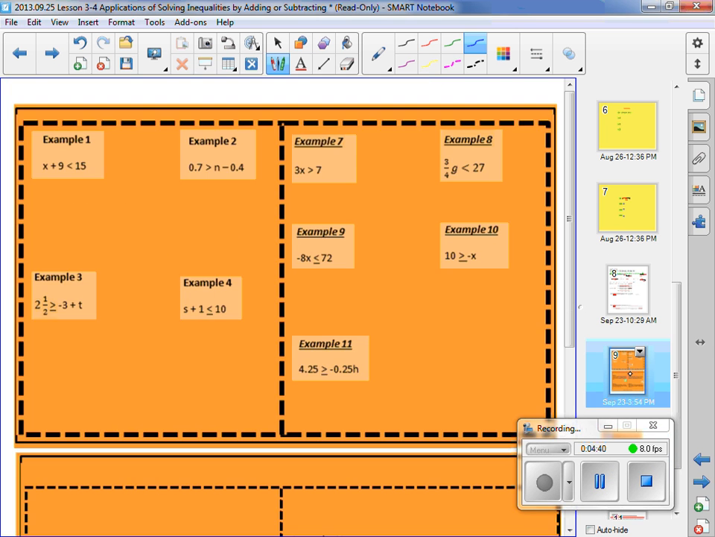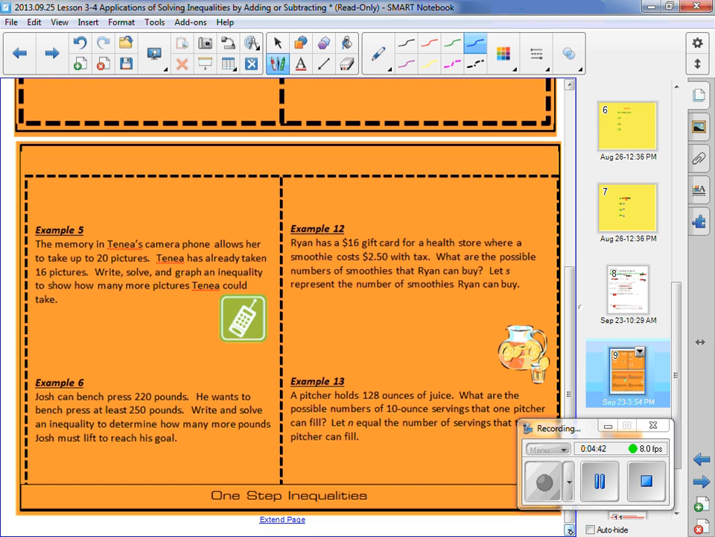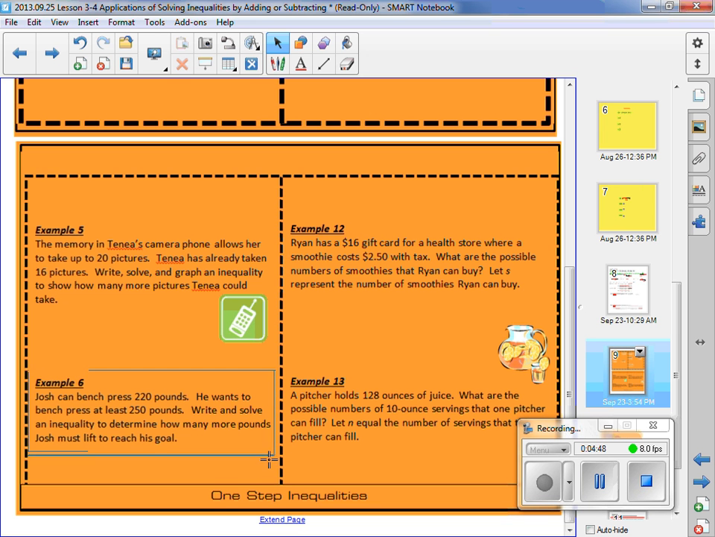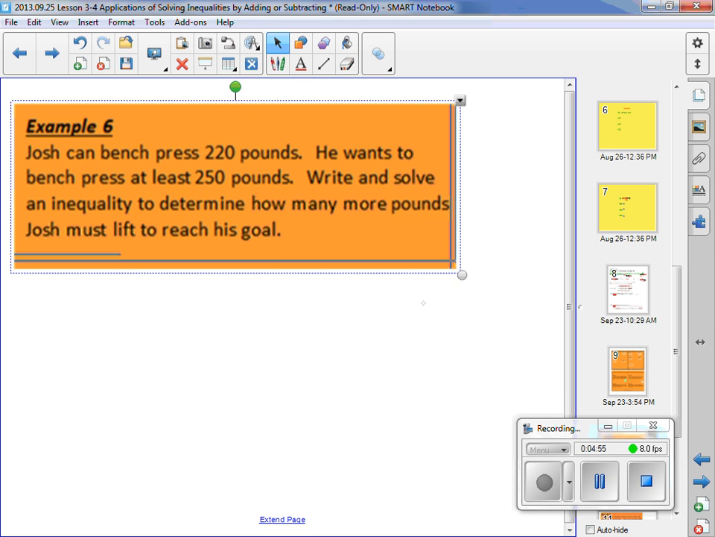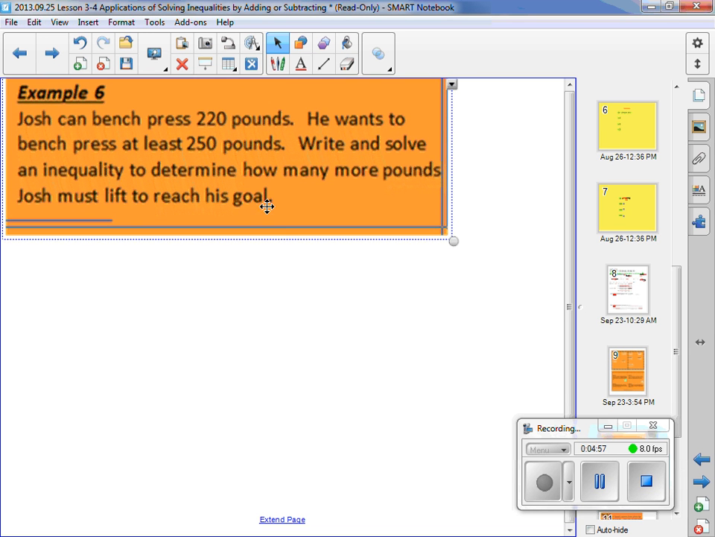Good question. All right, and then for number 6, it says, Josh can bench press 220 pounds. He wants to bench press at least 250 pounds. Write and solve an inequality to determine how many more pounds Josh must lift to reach his goal.